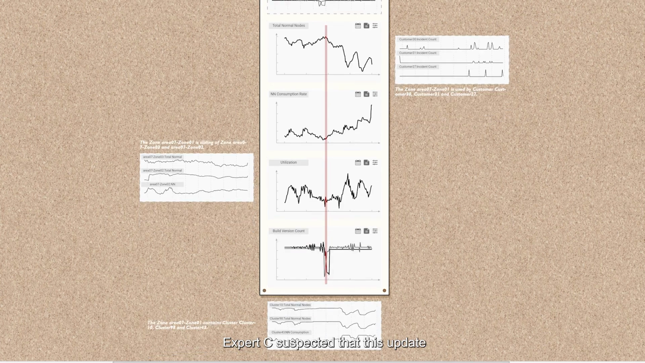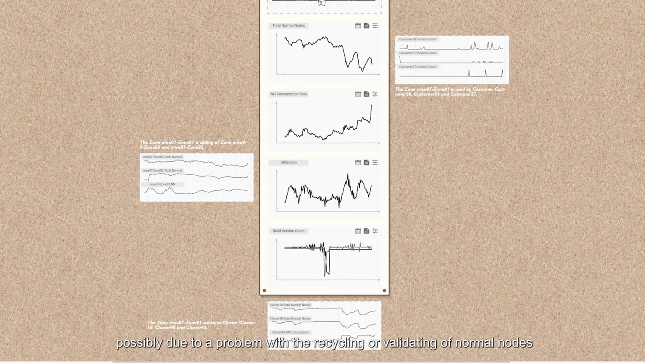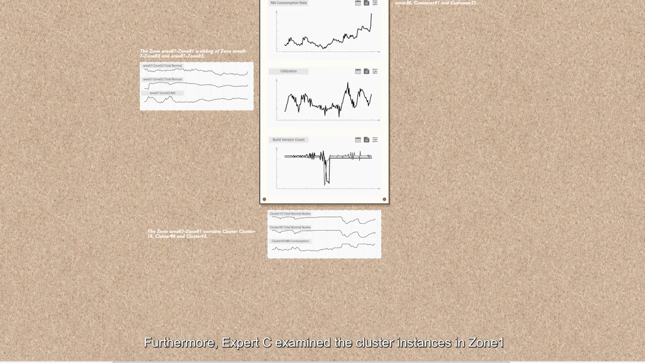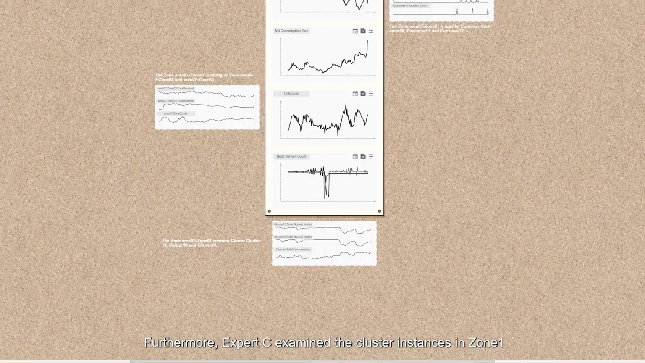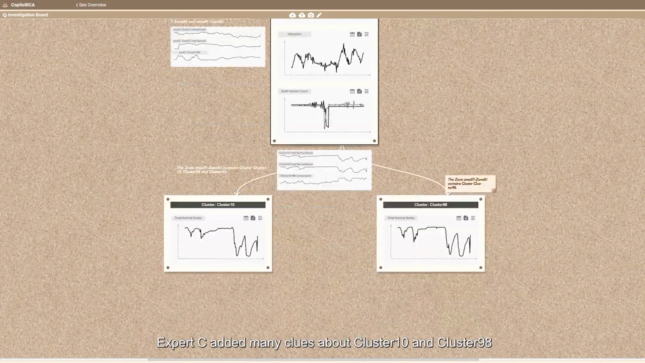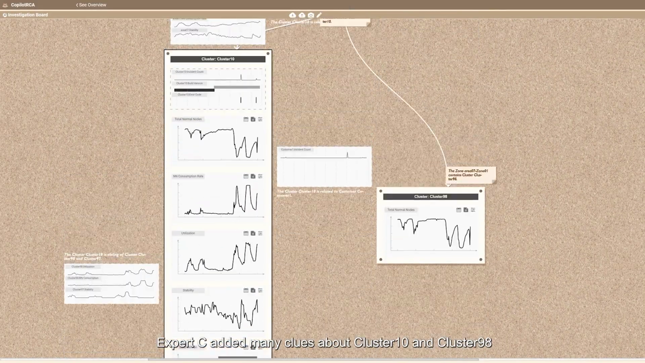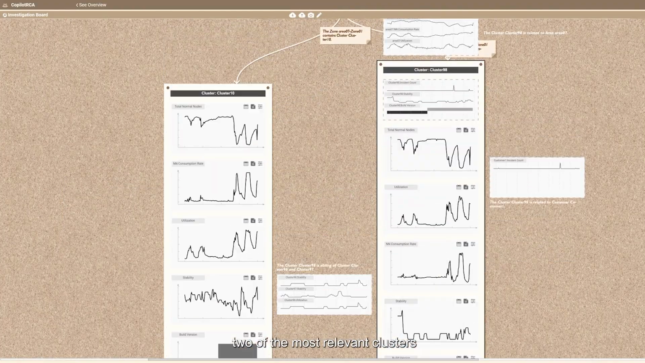Expert C suspected that this update may have caused the current issue, possibly due to a problem with the recycling or validating of normal nodes. Furthermore, Expert C examined the cluster instances in Zone 1. Expert C added many clues about Cluster 10 and Cluster 98, two of the most relevant clusters.